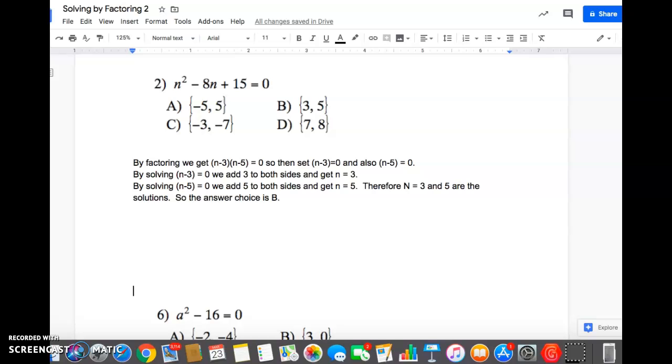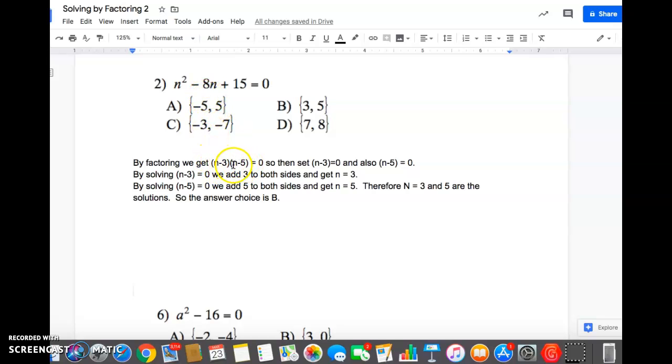So number 2 here, remember if there are 3 terms, we'll always look for a GCF, so there isn't one in common. But then since there's no number before the n squared, we do the original factoring, or the factoring that says what multiplies to give you 15, but adds to give you negative 8. So if you look at my notes down below, n minus 3 is going to give you the first part, so minus 3 times negative 5 gives you positive 15, and negative 3 plus negative 5 gives you negative 8.